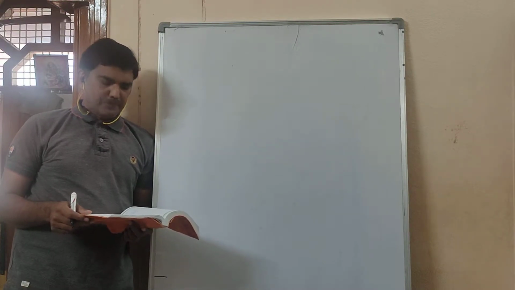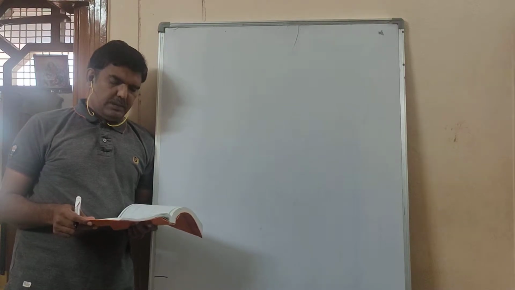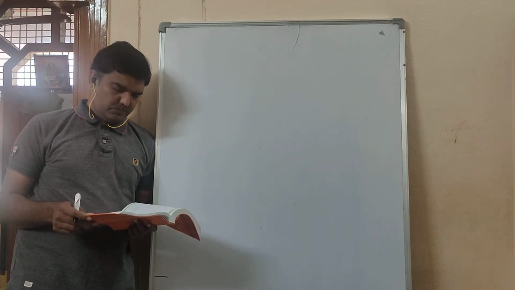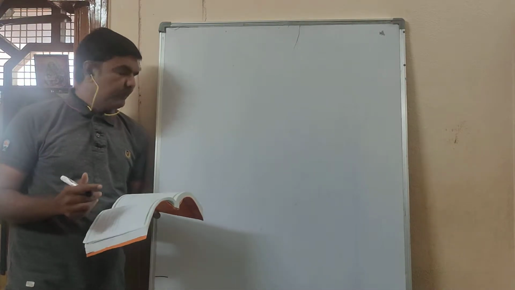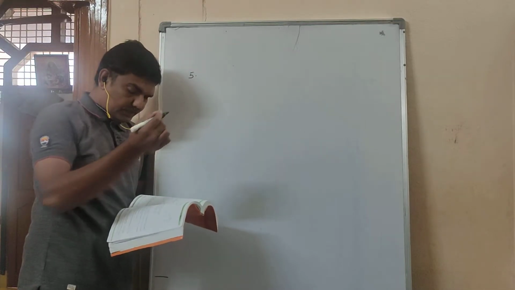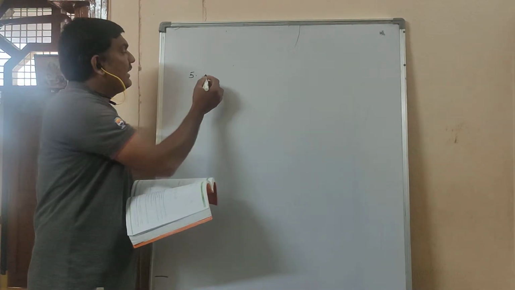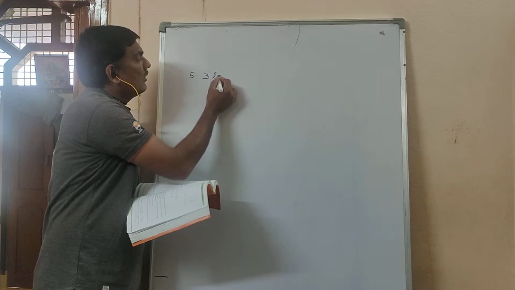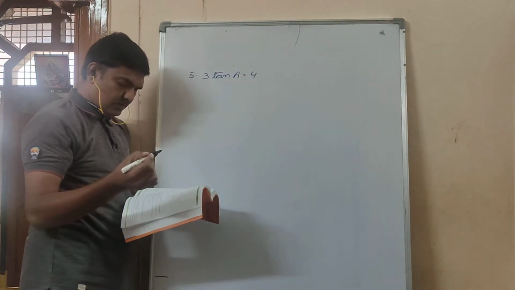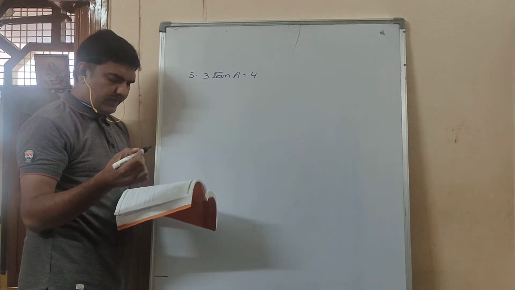Now we'll continue 11.1. Yesterday I said in 11.1 fourth question. Now for fifth question I will give hint. Fifth question is 3 tan A is equal to 4. And what he is asking is find sin A and cos A.